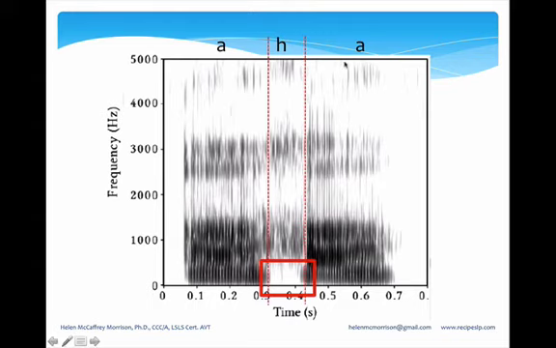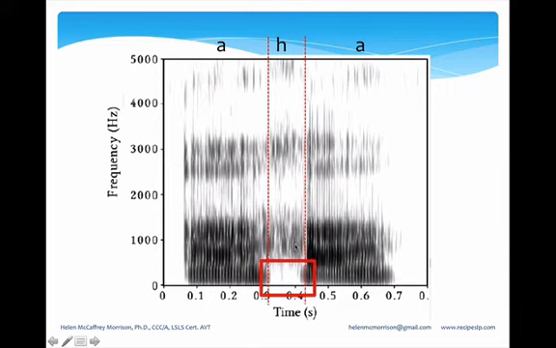Now, here's the h, aha. I'll segment it out. And this is simply to show you how far down into 1,000 hertz the h can go in terms of this broad band fricative energy. This scale only goes to 5,000 hertz. We probably have energy up here to 8,000 hertz.